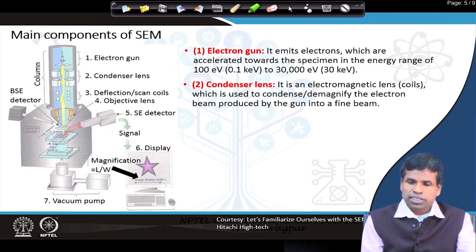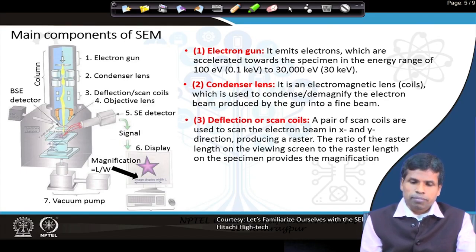Then below the electron gun, we have a condenser lens. The condenser lenses are electromagnetic lenses, and they are used to condense or demagnify the electron beam. The electrons emitted from the gun are not condensed, they are not fine, and they produce a larger width. So the condenser lens will condense the electron beam to a very fine, small size.